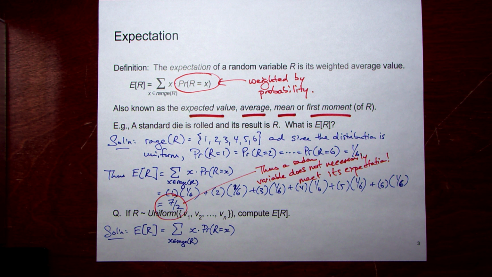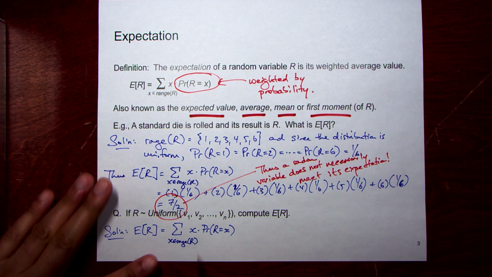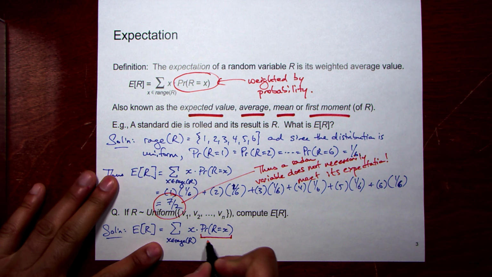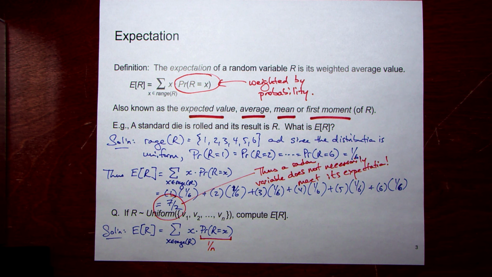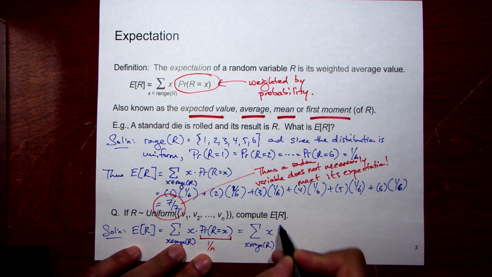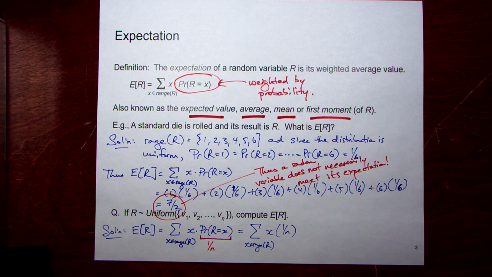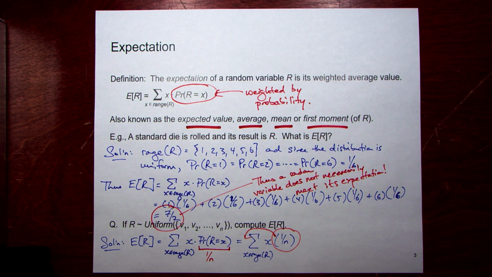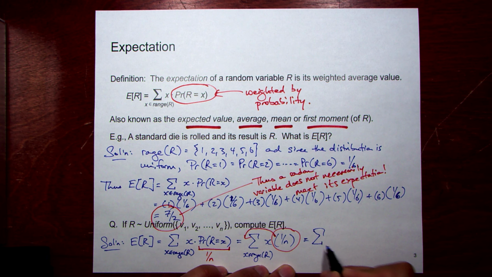I could put in x is equal to v1 and x is equal to v2 and do all the substitutions. But there's one thing that we know here, and that's the probability that R is equal to x. What's that equal to? 1 over n, yes, good. So this is the sum, x in the range of R, of x times 1 over n. That 1 over n can get pulled out, since it's not dependent on x, and it ends up being 1 over n times the sum of all x.